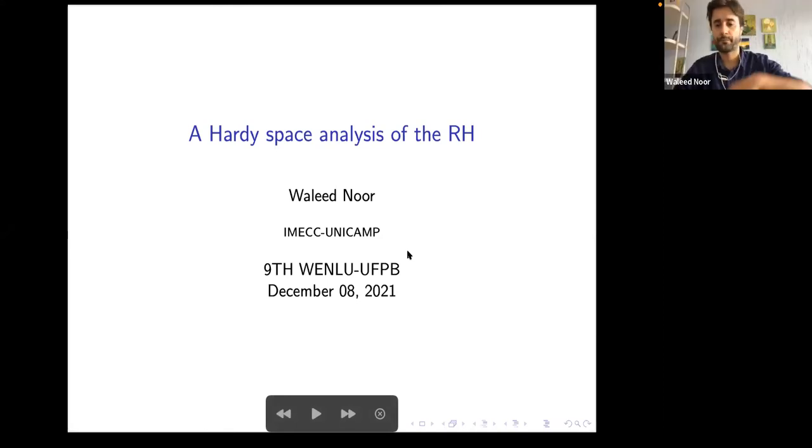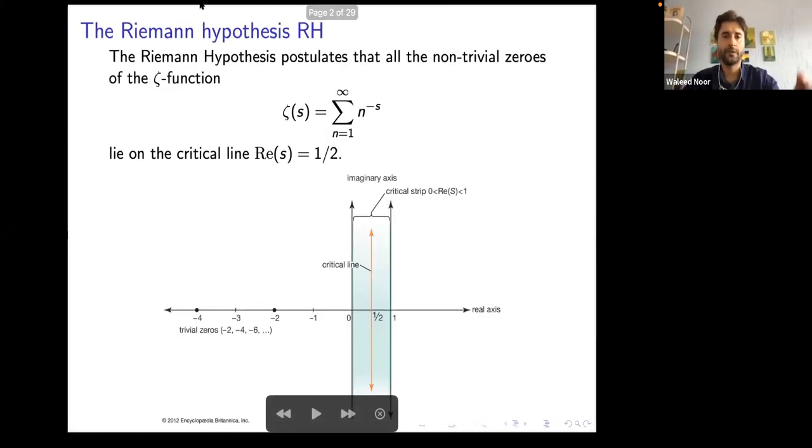Let's start. Okay, so first of all, just to introduce the Riemann hypothesis, of course, almost all of you will know what the Riemann hypothesis is, but perhaps for some students that are here, the Riemann hypothesis postulates that all non-trivial zeros of the zeta function. So the zeta function is defined as a Dirichlet series on the right half plane. This series, of course, converges only when the real part of s, the variable s, is greater than 1. So it converges on the complex plane to the right of this line.